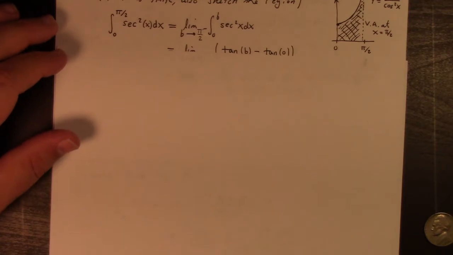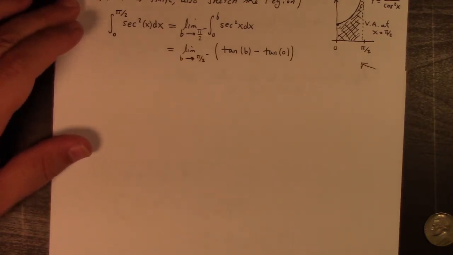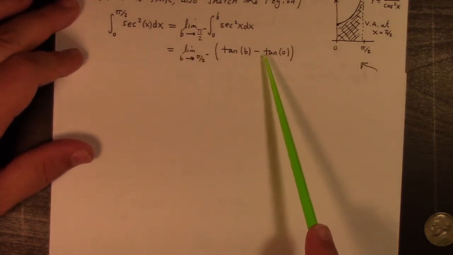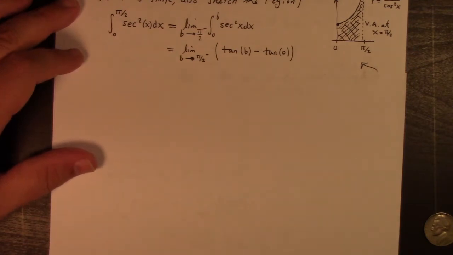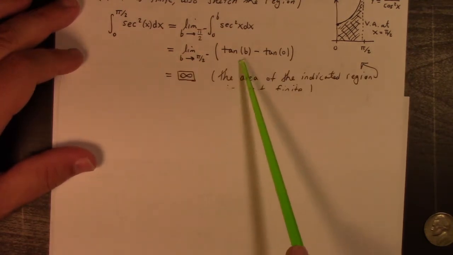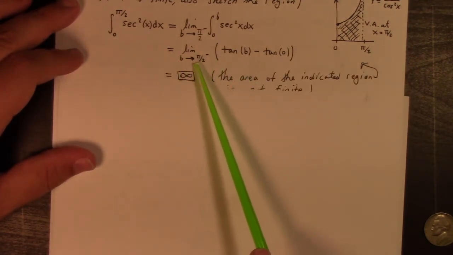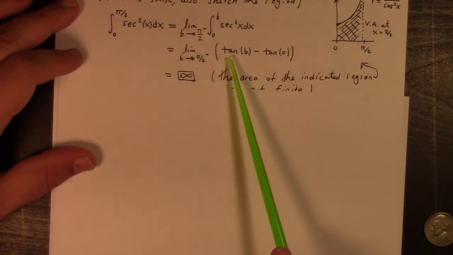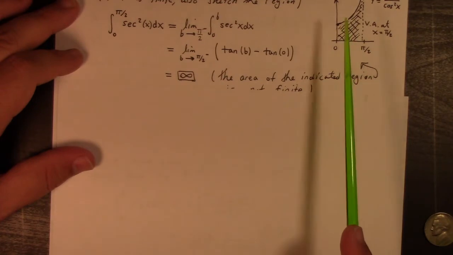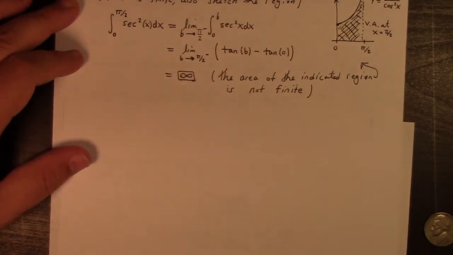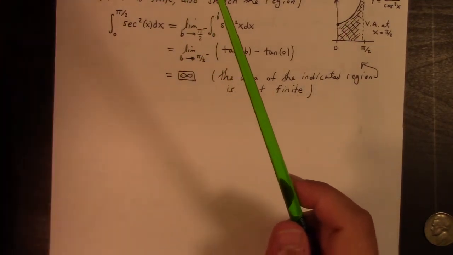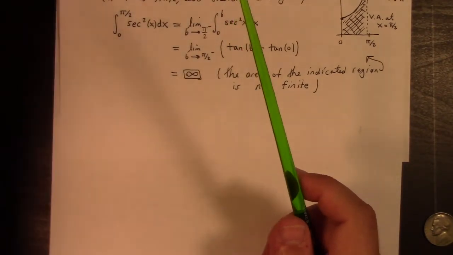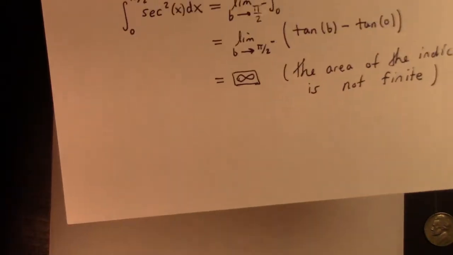So then the integral of secant squared is tangent. So we got tangent of b minus tangent of 0, which is 0. But as b goes to pi over 2 from the left, tangent blows up to infinity there. So this area is actually infinity. The area of the indicated region is not finite. That's example 11 for us. Let's see what example 12 brings to the table.